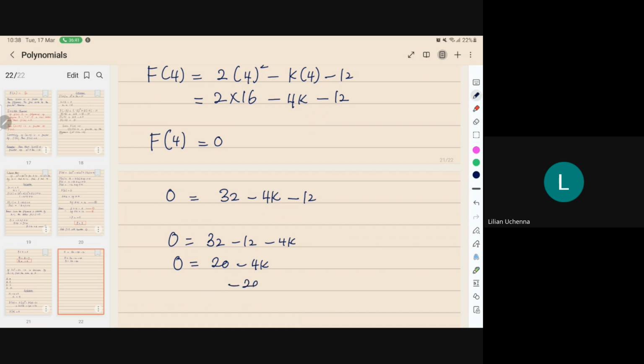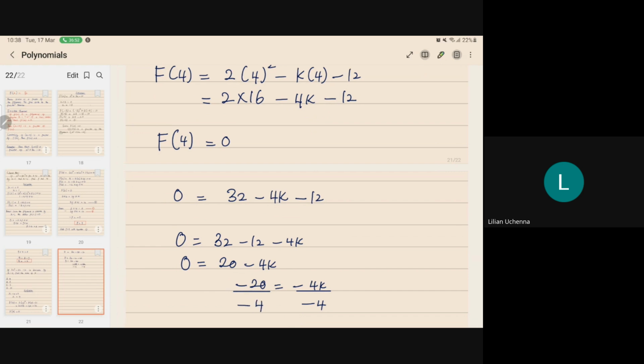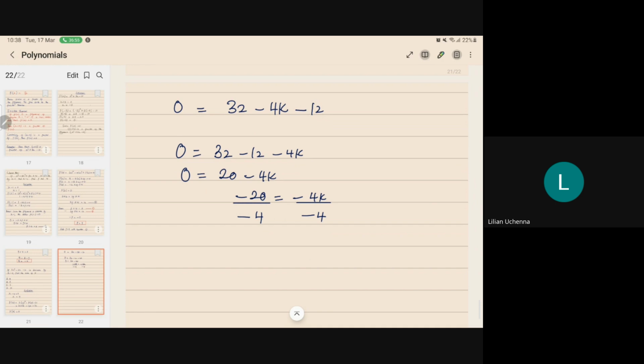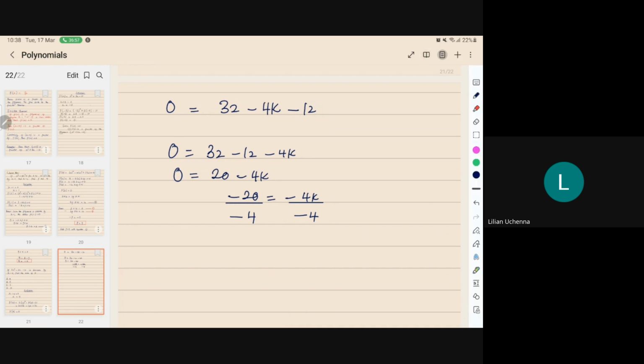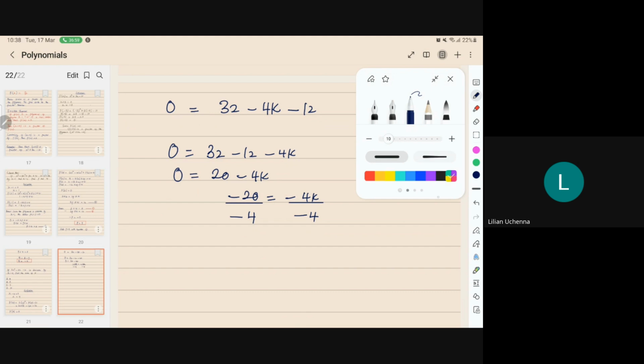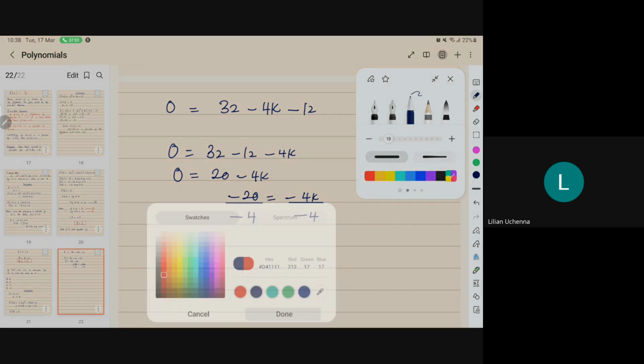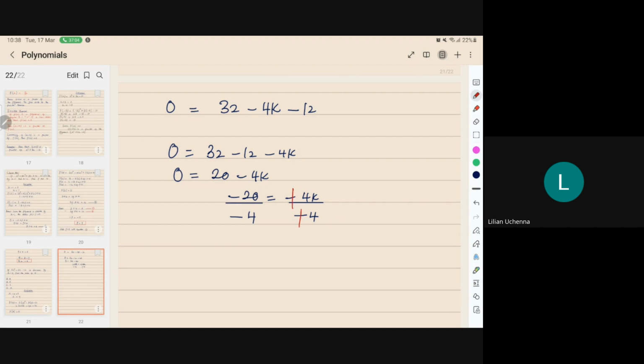So minus 20 is equal to minus 4k. So divide both sides by minus 4. When you do that, you're going to divide both sides. So negative will cancel negative, 4 will cancel 4, 20 cancel here. So that will give us that k is equal to 5. Beautiful.